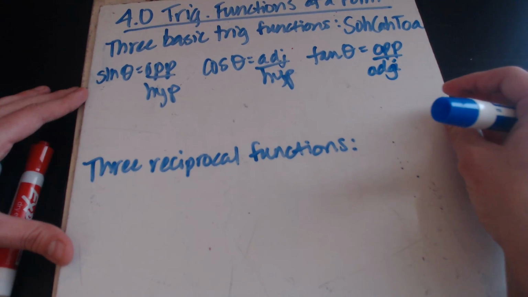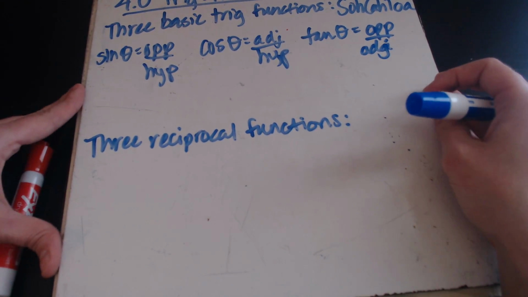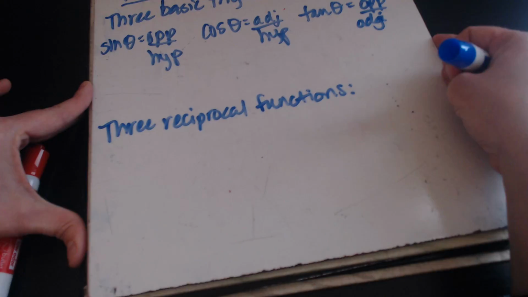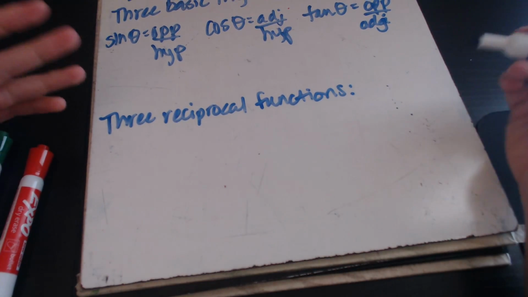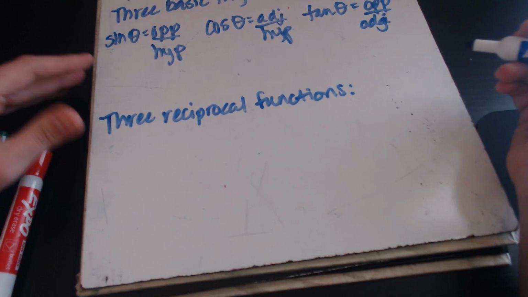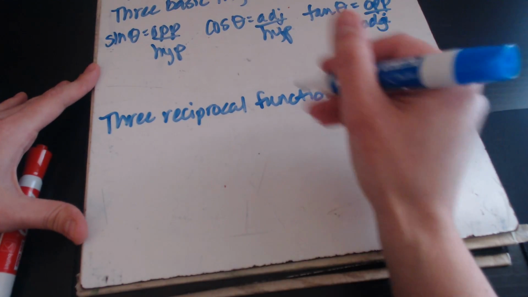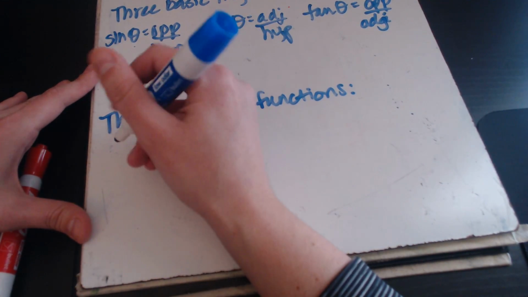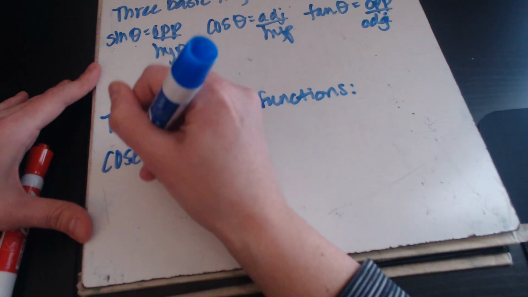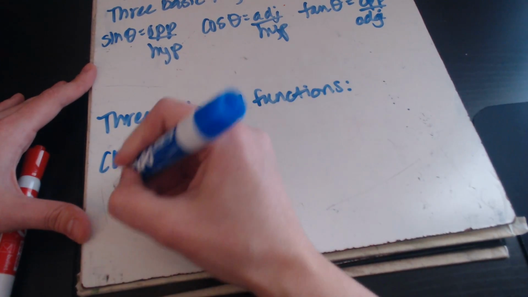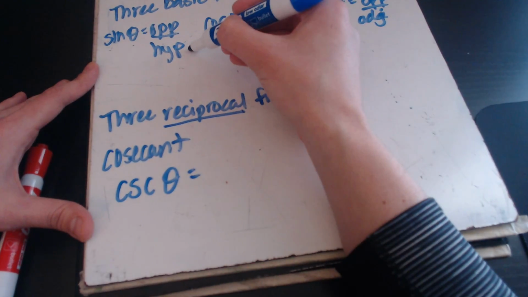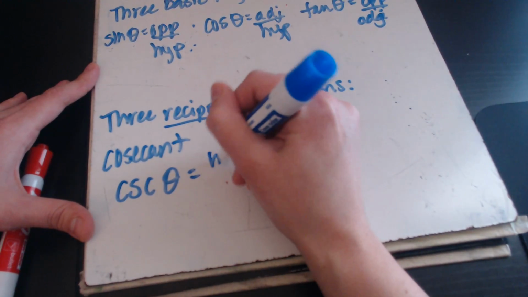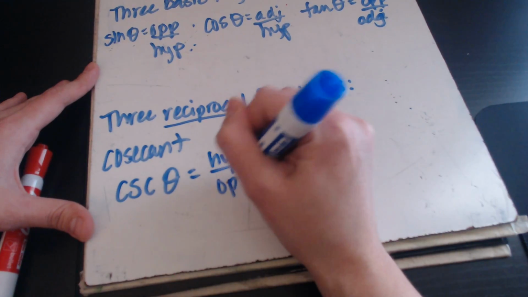Now, there's also three reciprocal functions, and I introduced them briefly to you in Math 2 last year, and we encountered them a little bit more in Math 3 and Calculus, but again, you really just need to know which ones they are the reciprocals of. So the three reciprocal functions, the reciprocal of sine is cosecant, which is abbreviated as CSC of theta, and because it is a reciprocal, it's literally going to be this ratio flipped over. So this is going to be hypotenuse over opposite.